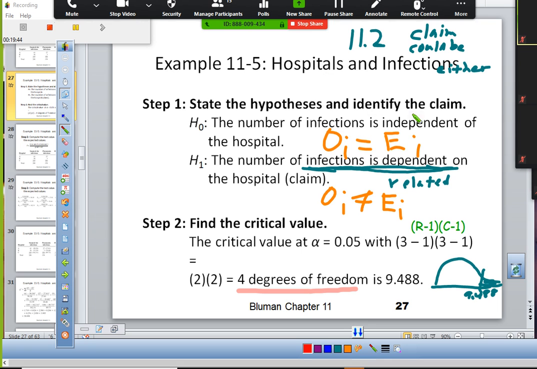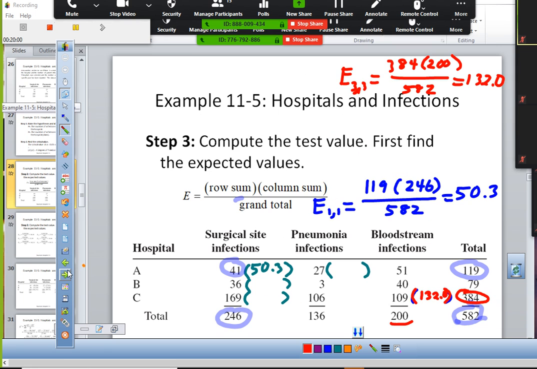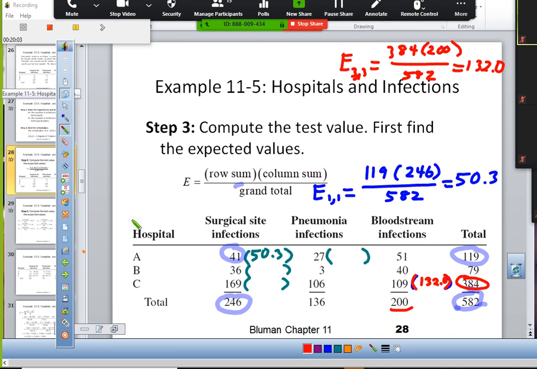So you guys should have this copied down at this point. Critical value, right? 3 minus 1 times 3 minus 1 is 4. Degrees of freedom is 4, and then look up your critical value, 9.488. Alrighty. Good.